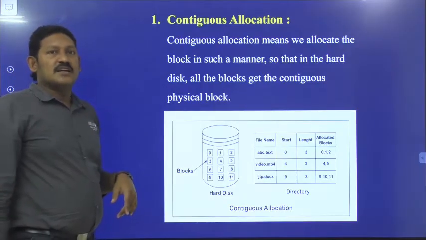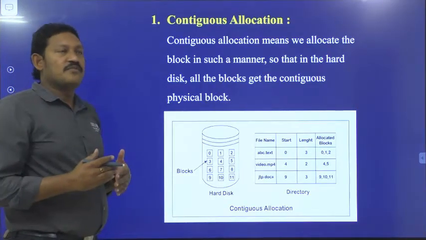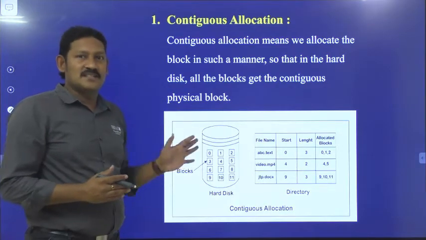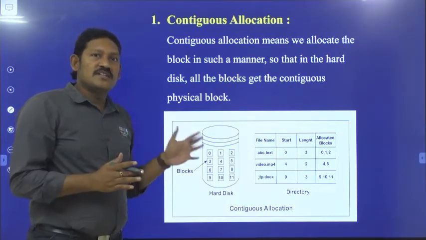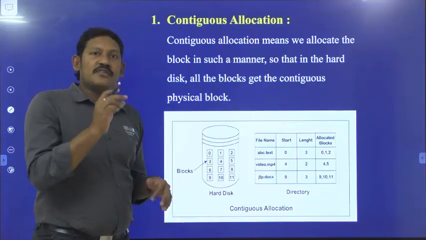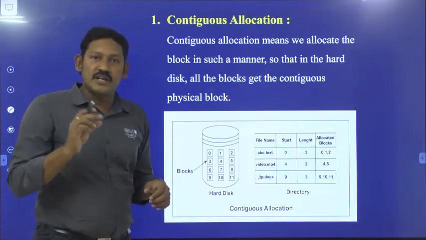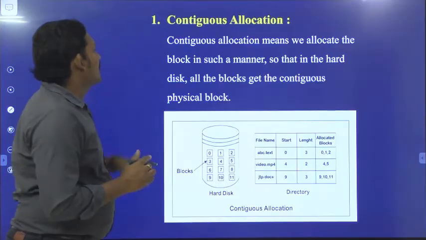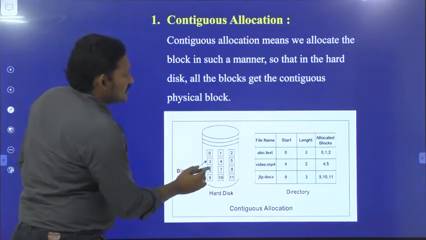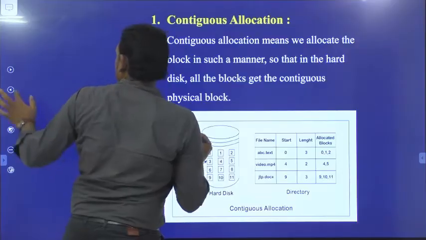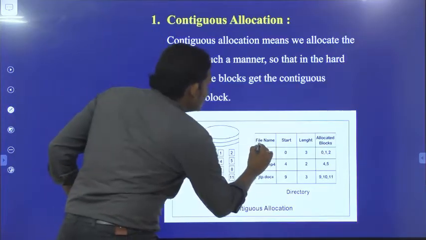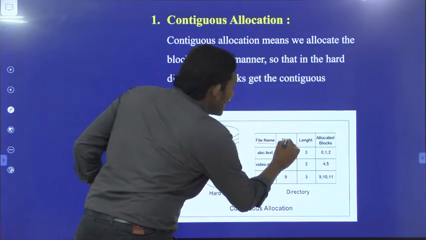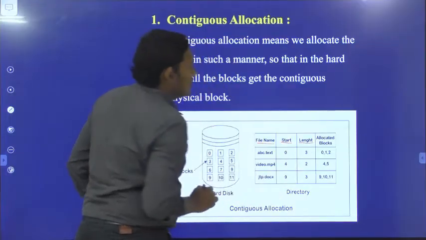Contiguous allocation means that if a file is stored inside the disk, the contents of that file have to be stored in continuous address locations. Let us suppose this is the file name, this is the starting address location, and this is the length.